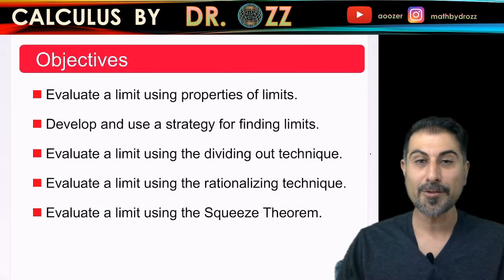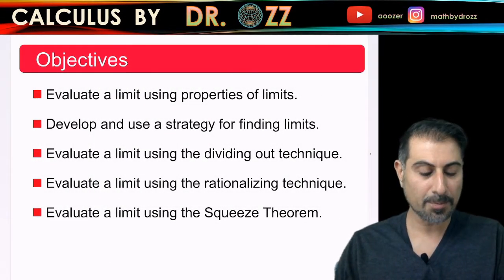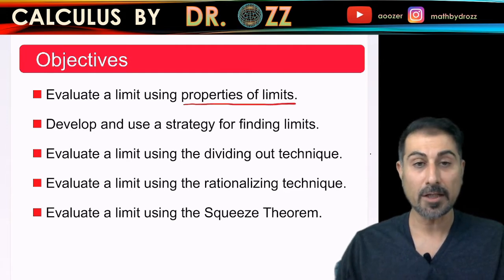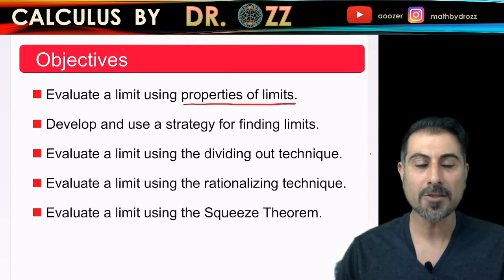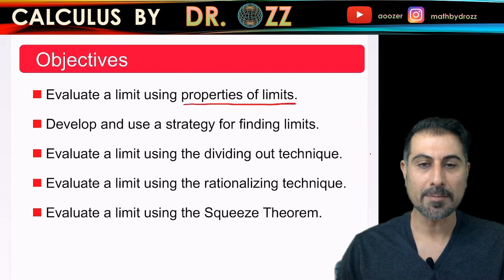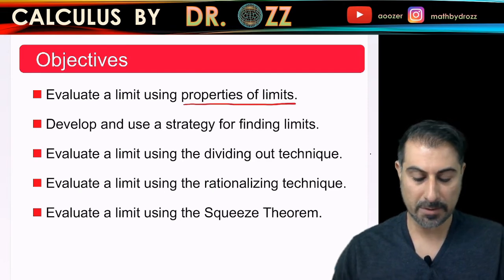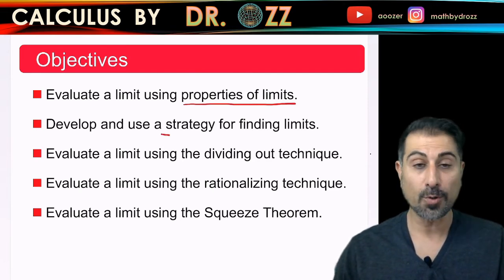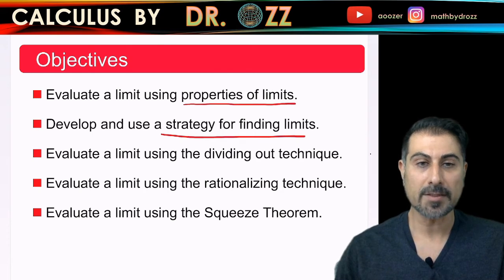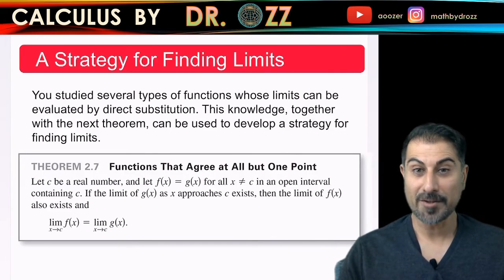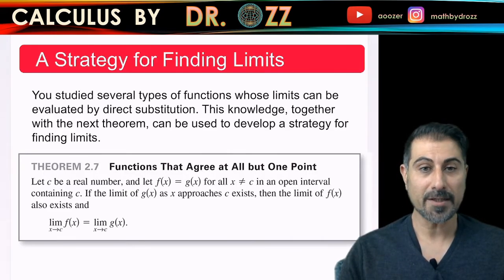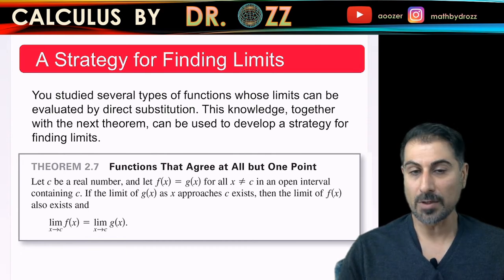Right, so in the first learning objective, we learned the properties of limits and limits of certain functions by using direct substitution. So now we're going to develop and use a strategy for finding limits. Let's start. All right, here's a strategy. It's called functions that agree at all but one point.